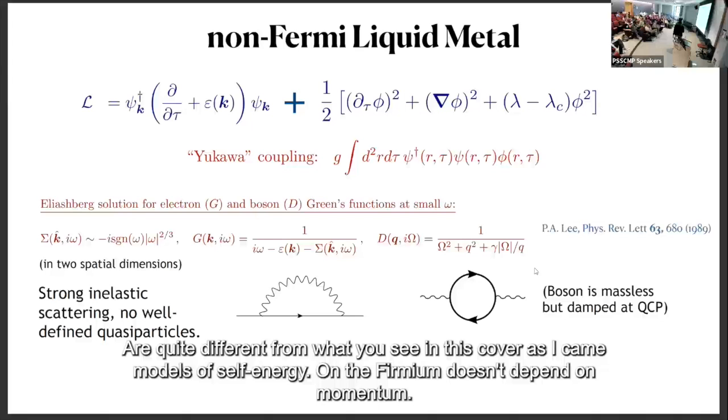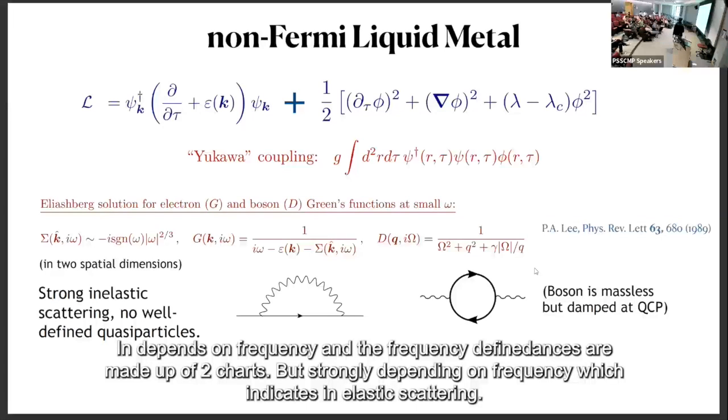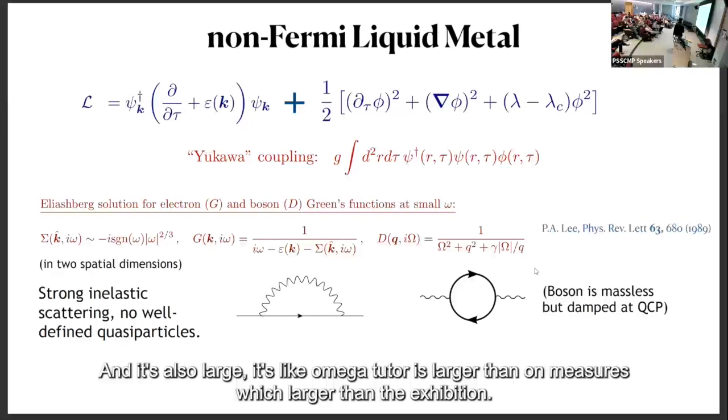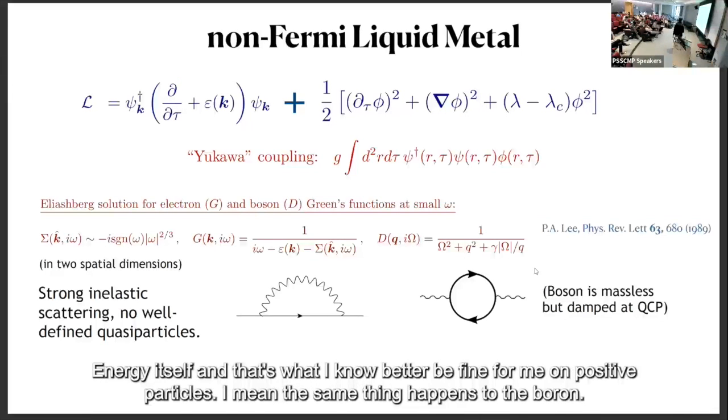So the self energy of the fermion doesn't depend on momentum, but it depends on frequency, and the frequency dependence is omega to the 2/3. So it's strongly dependent on frequency, which indicates inelastic scattering, and it's also large. It's omega to the 2/3, larger than omega, so it's larger than the excitation energy itself, and therefore there are no well-defined fermion quasiparticles. And the same thing happens to the boson.